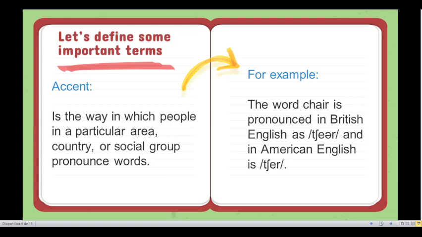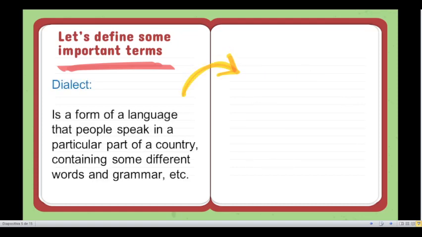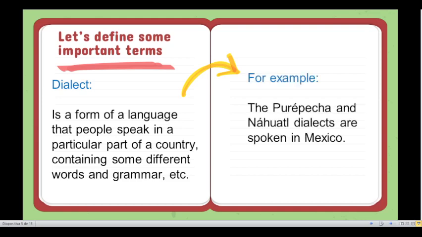Very good. The second one, dialect, is a form of a language that people speak in a particular part of a country, containing some different words and grammar, etc. For example, the Purepecha and Nahuatl dialects are spoken in Mexico. Very good.